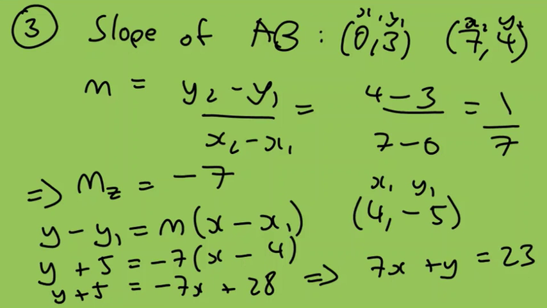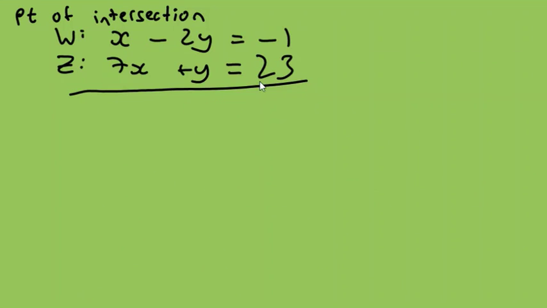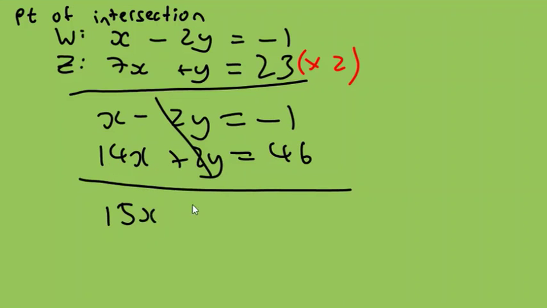So I'm going to put that into my steps here: 7x plus y equals 23. So now we have the two equations. We can use simultaneous equations to find the intersection of W and Z. So we need to get rid of either the x's or y's. I'm going to get rid of the y by multiplying the bottom line by 2. So we have x minus 2y equals minus 1 and 14x plus 2y equals 46. The y's are gone. We're left with 15x equals 45, x equals 3.